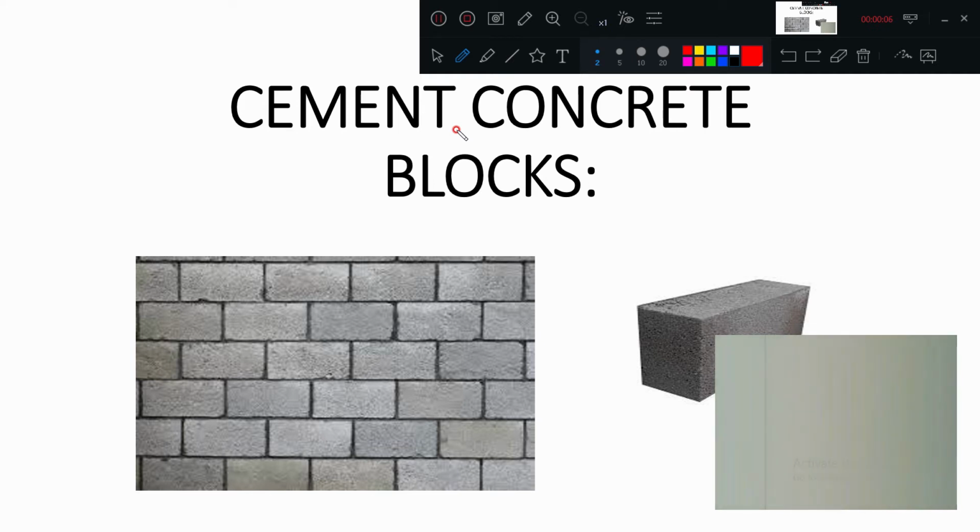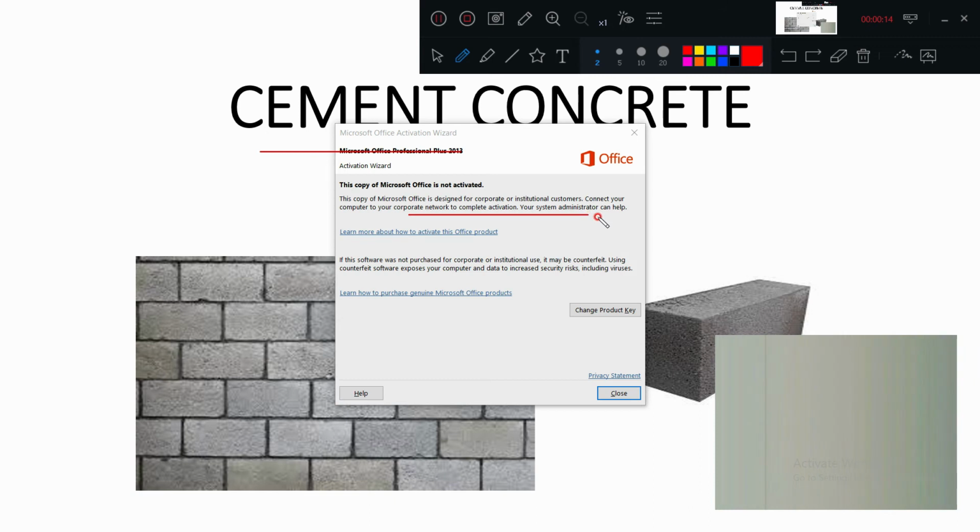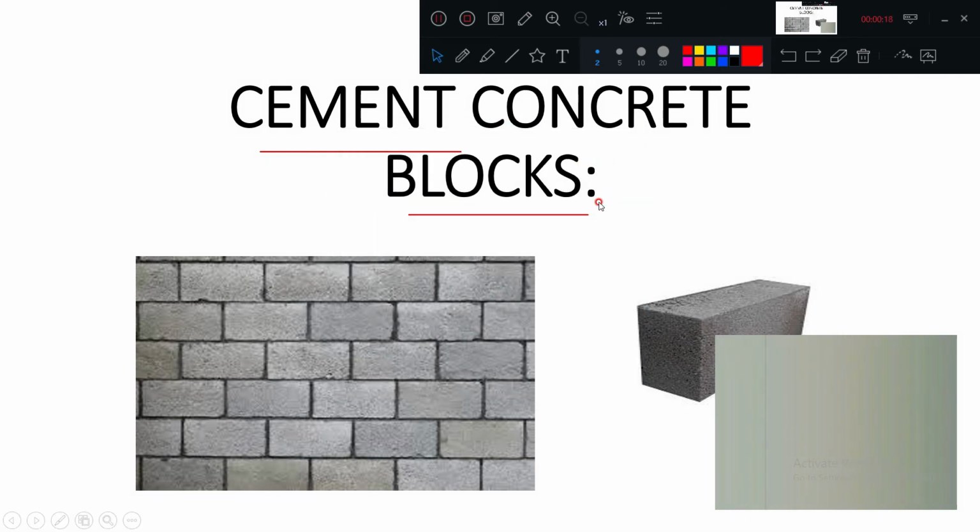Good morning, friends. Today we will start with the new chapter, that is cement concrete blocks. Okay. So apart from the bricks, what is the major advantage of having this block? What is the major difference? Why have we shifted, with bricks being replaced by cement concrete blocks?